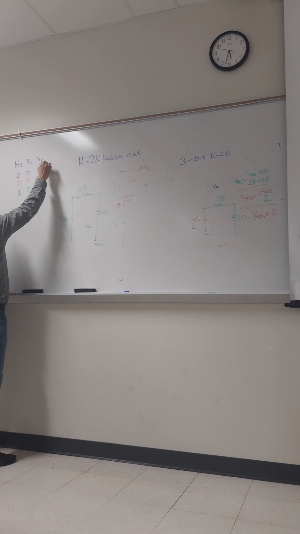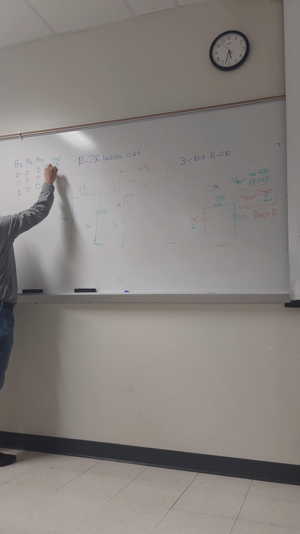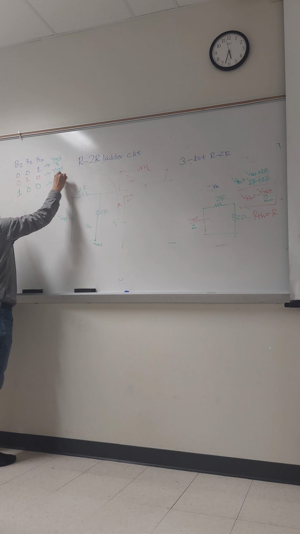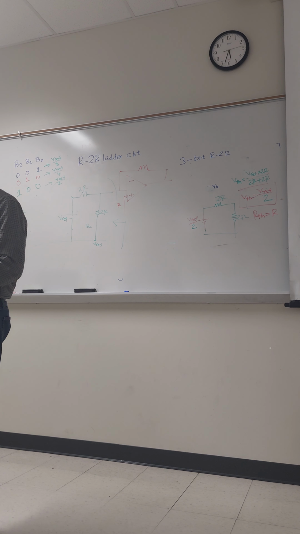So here for the LSB we got V reference by 8. For this one we got V reference by 4. This one we got V reference by 2. What if it is 1? Okay, I'm coming to that point. This is for only one bit at a time. As I mentioned, if we have more than one 1, then we have to apply the superposition theorem to get the final output. Not output voltage, equivalent Thevenin voltage.